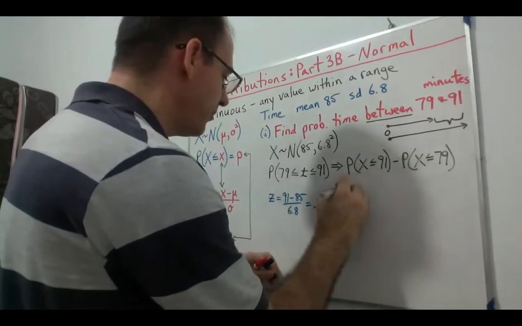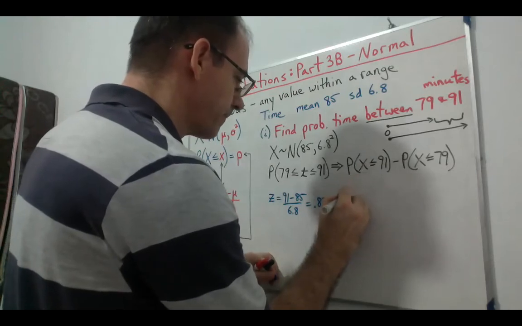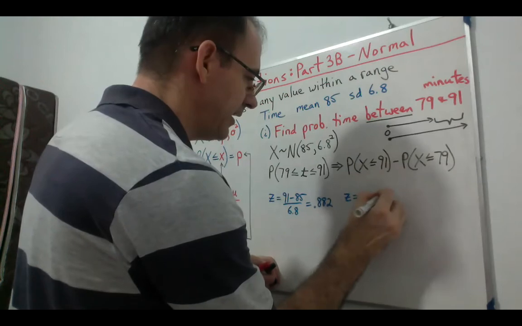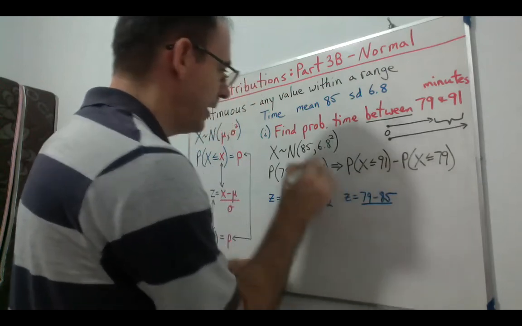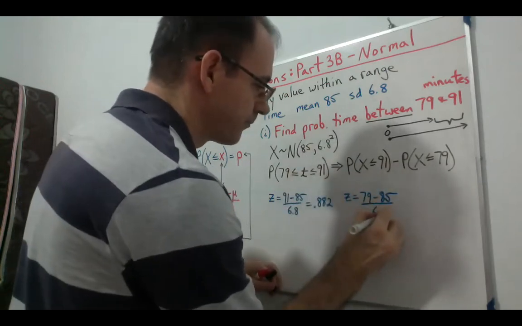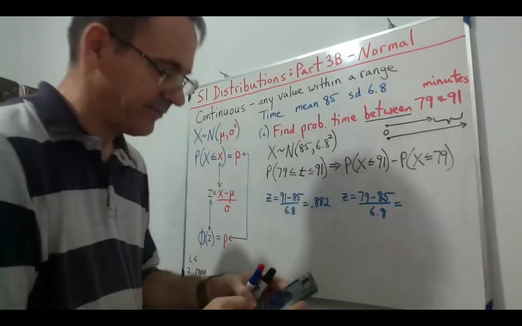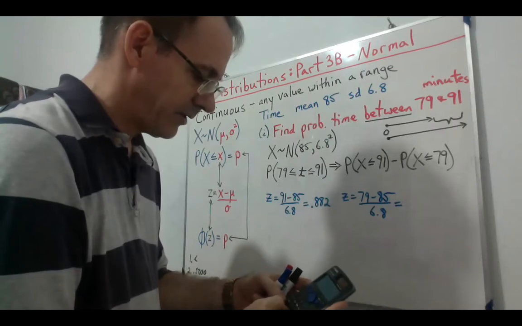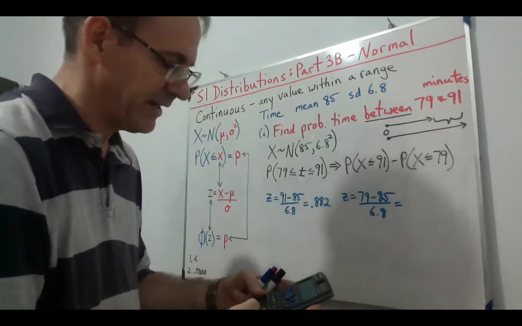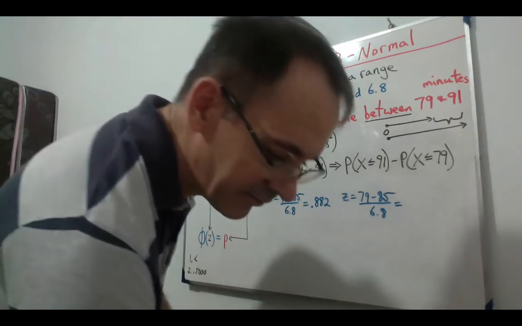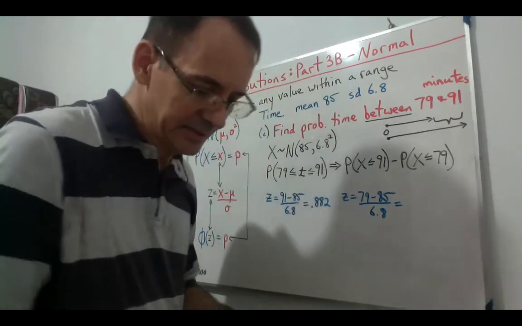Then this one over here is going to be 79 minus 85 divided by 6.8. And what's that give us? Let's check that really quick. 79 minus 85, obviously, gives us a negative number. Divided by 6.8 gives us a negative 0.882.